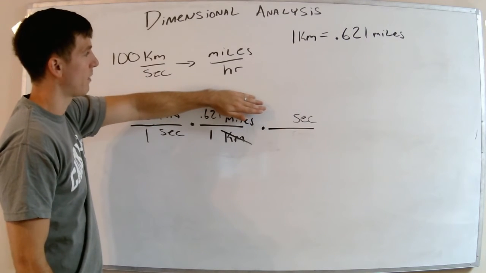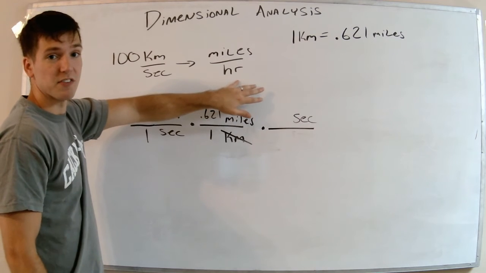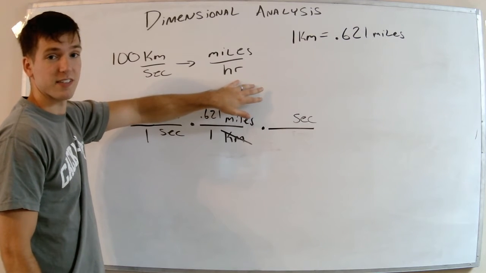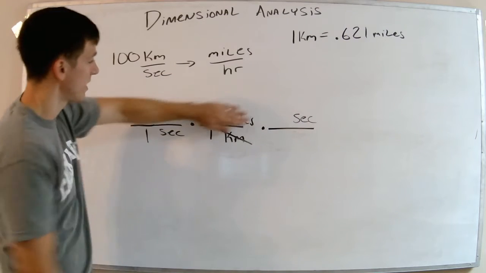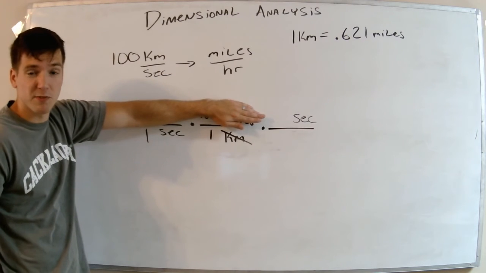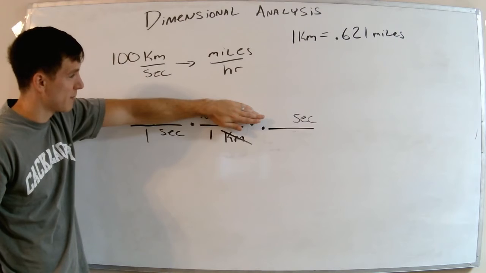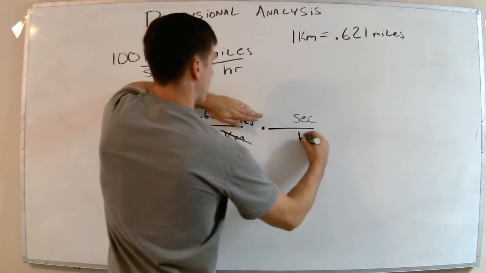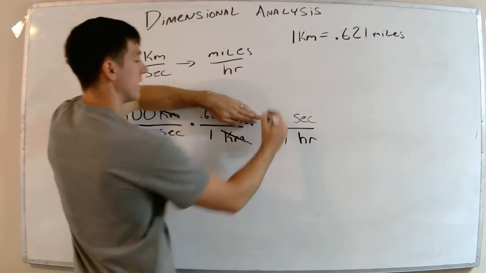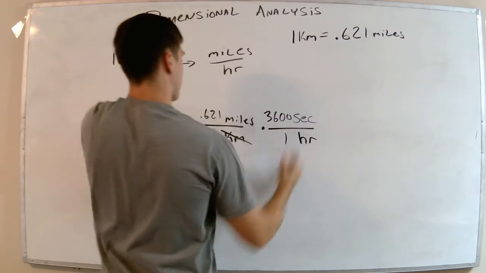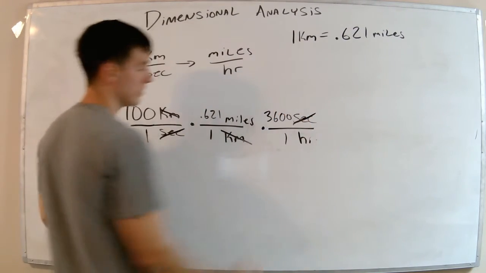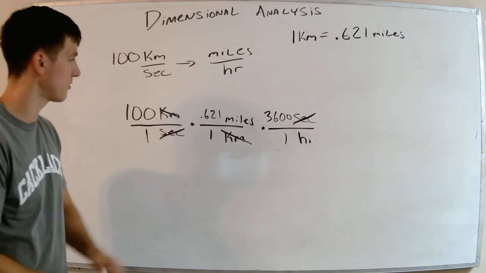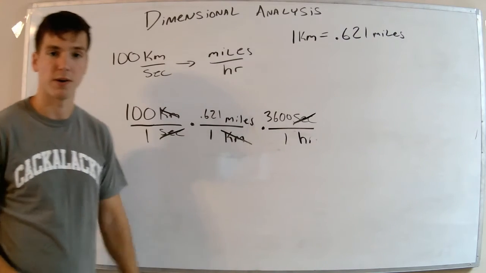And then what do we want to change seconds to? Hours. If you don't know the conversion from seconds to hours, you could go from seconds to minutes, and then you could go from minutes to hours. But here, I'm going to just tell you the conversion from seconds to hours since we're going to be doing that quite a bit. I know for every 1 hour, there are 3,600 seconds. And now, look how nice that is. Those seconds cancel out, and the only unit I'm left with now are miles per hour.